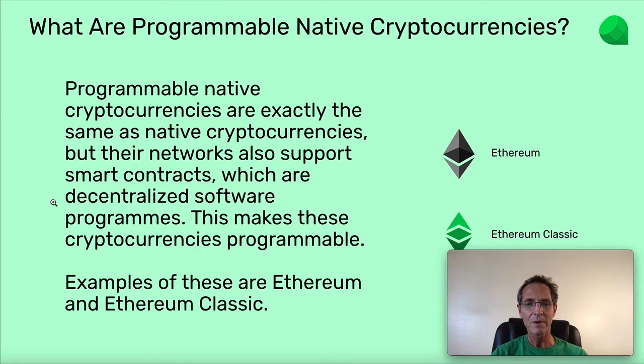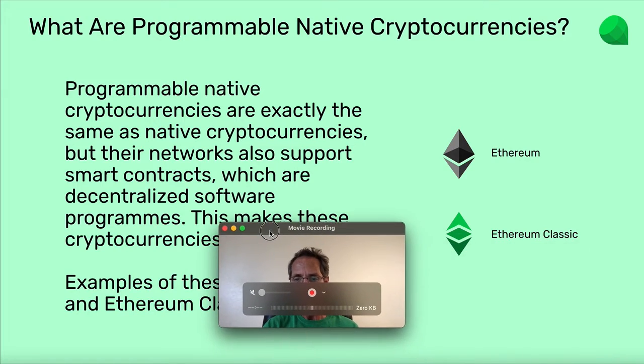So, what are programmable native cryptocurrencies? Programmable native cryptocurrencies are exactly the same as native cryptocurrencies, but their networks also support smart contracts, which are decentralized software programs. This makes these cryptocurrencies programmable. Examples of these are Ethereum and Ethereum Classic.